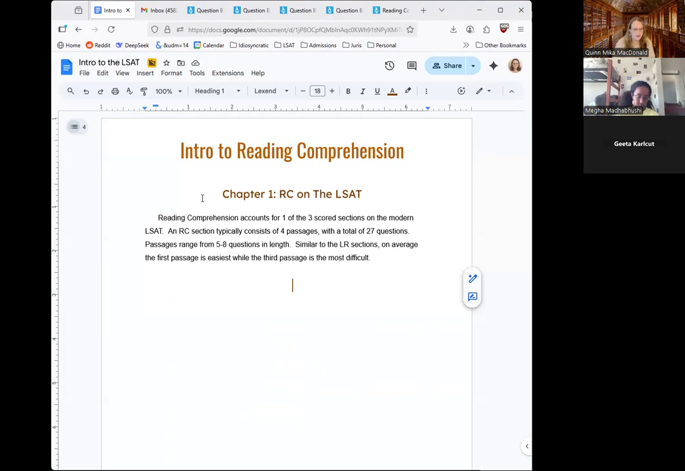An RC section has four passages. Recently, it's almost always been 27 questions. They seem to have been very standardized now around that number. Individual passages can range from 5 to 8 questions in length. And the text can range from like a little over 1 page to 2.5 pages in length. Just like LR sections, on average, the first passage is the easiest passage, and the third passage is the most difficult.